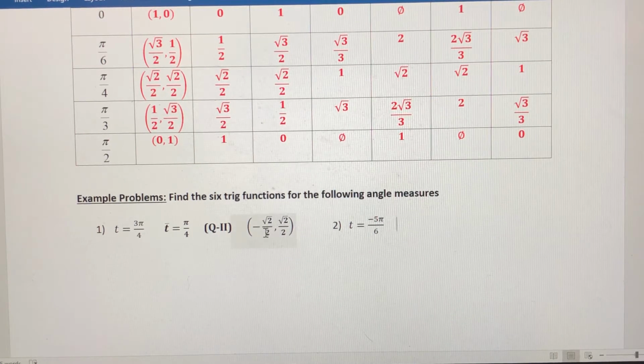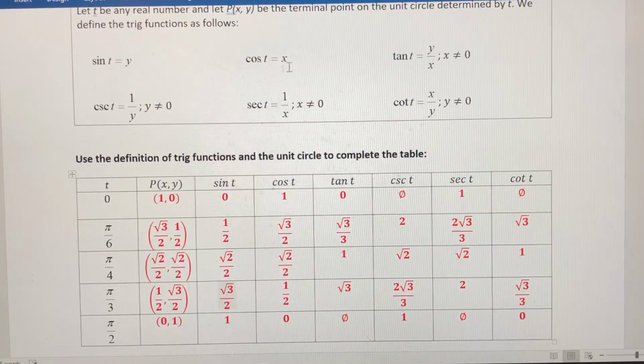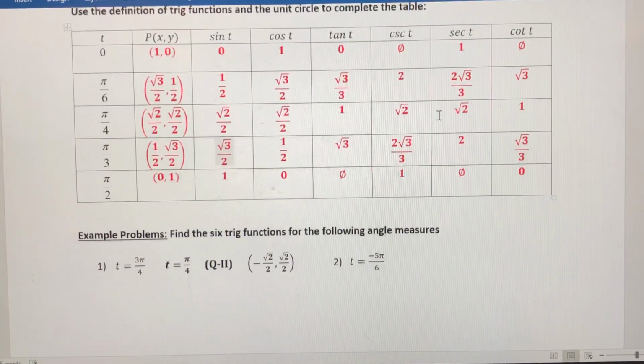Now, once I know the x and y coordinate, I can determine the values of the 6 trig functions using these values that you learned in the previous video, okay? Sine is y, cosine is x, tangent is the ratio y over x, cosecant is the ratio 1 over y, secant is the ratio 1 over x, and cotangent is the ratio x over y. So don't forget those, okay?